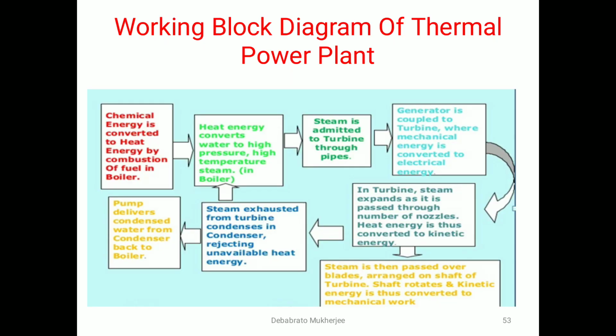Now the conclusion: in a block diagram way, chemical energy is converted to heat energy, then it is fed to the turbine where mechanical energy is produced. From that mechanical energy it is fed to the generator where mechanical energy is converted to electrical energy.